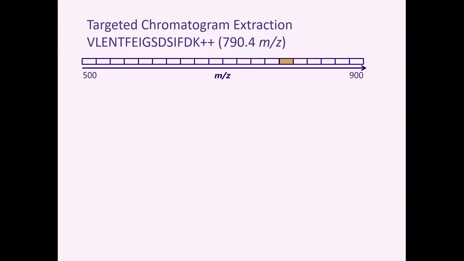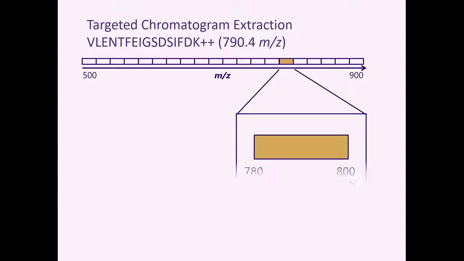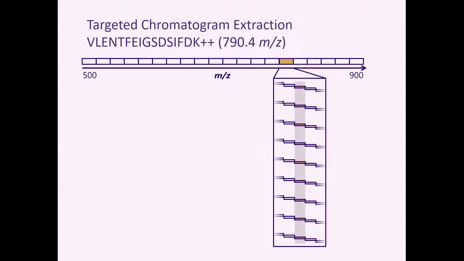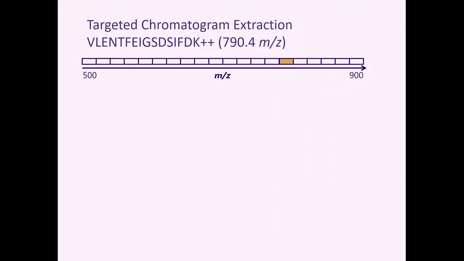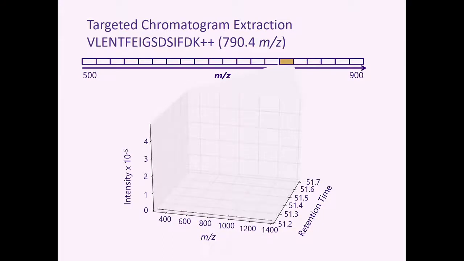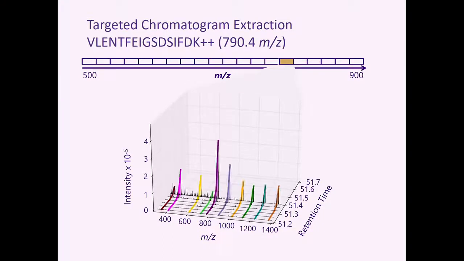So if you had, say, a fairly wide mass range and you had this specific peptide that you're interested in, the doubly charged precursor was at 790.4, you could calculate which window it should fall into. You could look at this individual window across all of the scans across time. You could then predict the B and Y fragment ions, and you could go into each individual scan and extract that information.